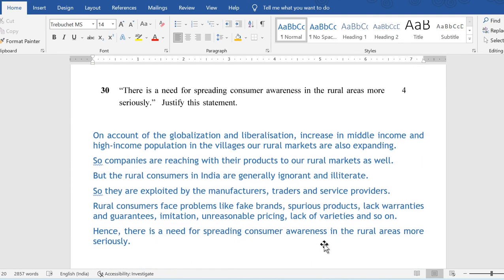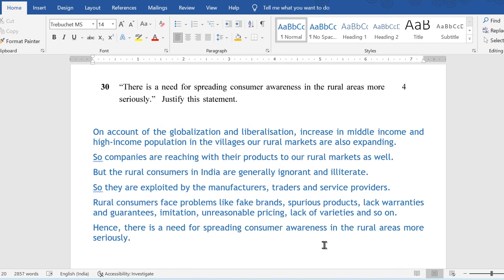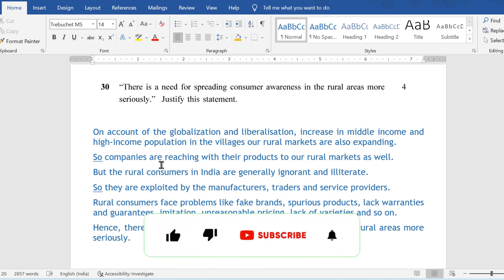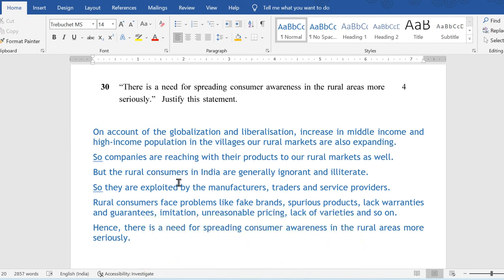Question number 30. There is a need for spreading consumer awareness in rural areas more seriously. Justify the statement. On account of globalization and liberalization, and the increase in the middle income and high income population in the villages, our rural markets are also expanding. Companies are reaching out with their products. The rural consumers in India are generally ignorant and illiterate, so they are exploited by manufacturers, traders, and service providers.